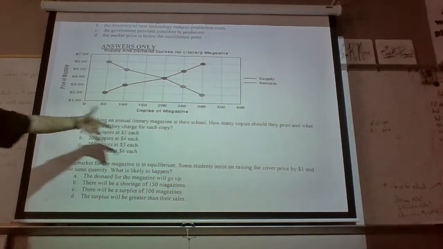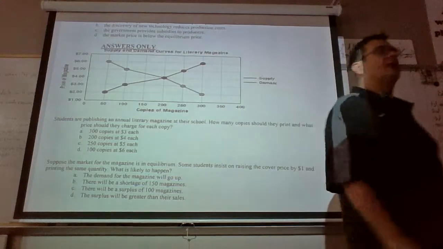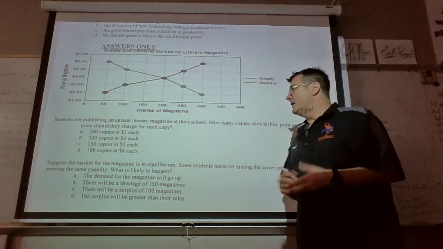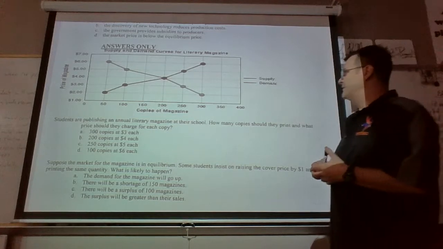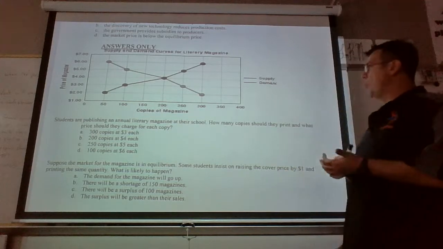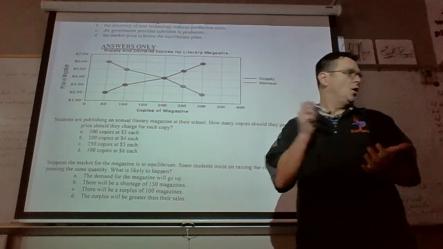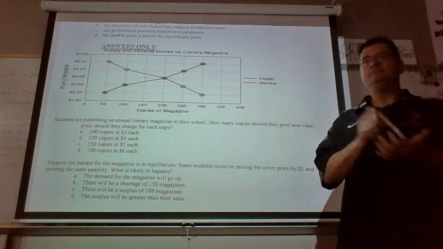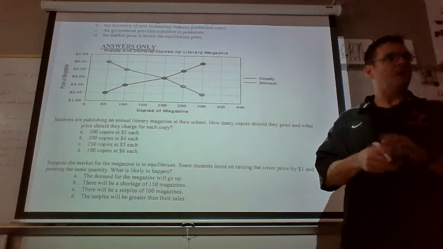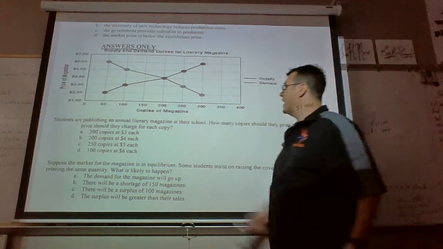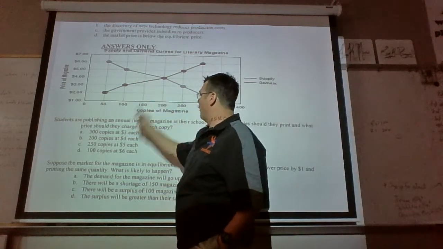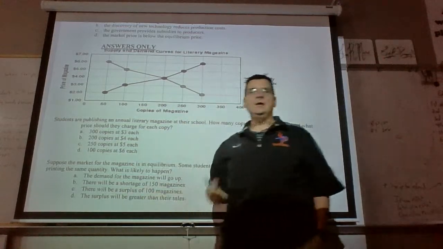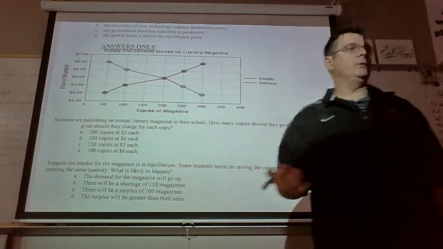All right, basically, the 5th question asks you, what's the equilibrium price? What's the market clearing price? All right, they say students are publishing an annual literary magazine at their school. How many copies should they print, and what price should they charge for each copy? Let me see what you got. Bravo, golf clap for you guys. Good job. Okay, right here at $4, and 200 copies is letter B. That's the perfect price, the equilibrium market clearing.